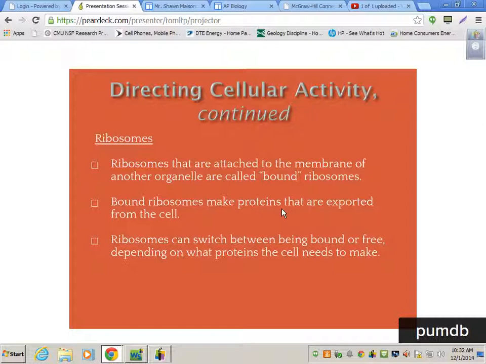So here's the thing. Your cell needs proteins inside of it. Outside of the cell, sometimes your cell has to make proteins that are going to leave. Here's an example of that. I have to make more cytoskeleton inside of my cell. Cytoskeleton is a protein, right, like a microtubule or a filament. So those would be free ribosomes that make those. If I'm going to, let's say, send insulin out into my bloodstream, that means it's going to have to leave the cell. I'd have to make that in what's called a bound ribosome because it needs to be packaged to leave the cell. You get that? It'll make more sense in a minute, I promise.